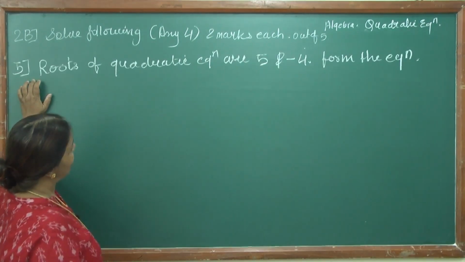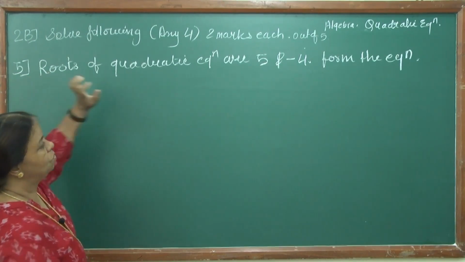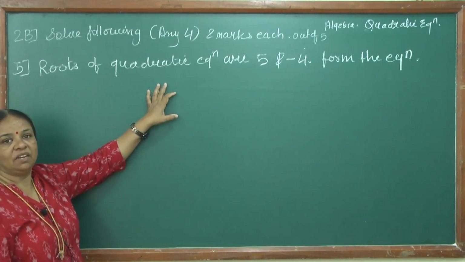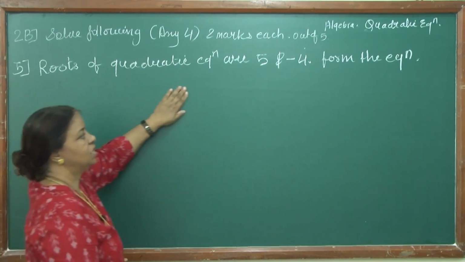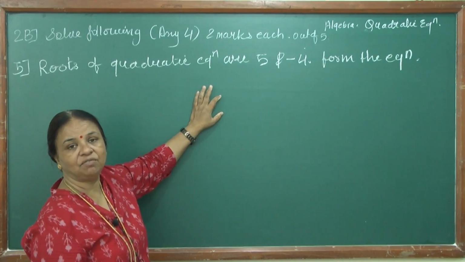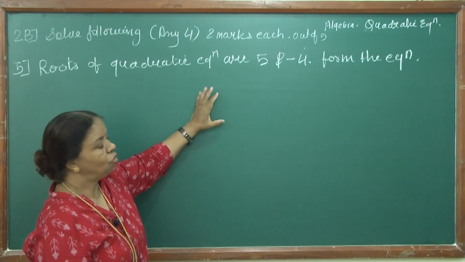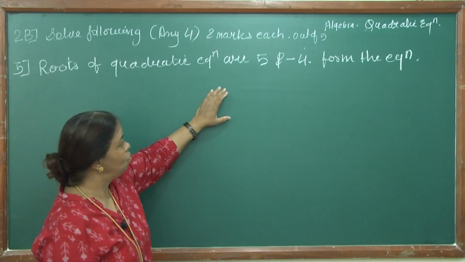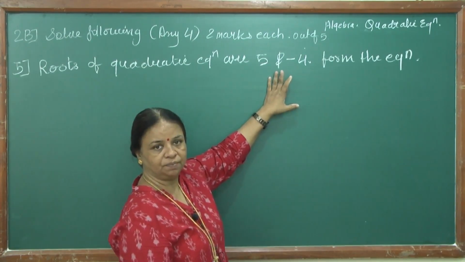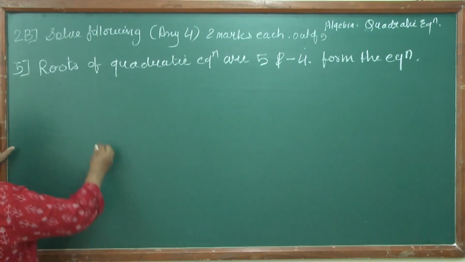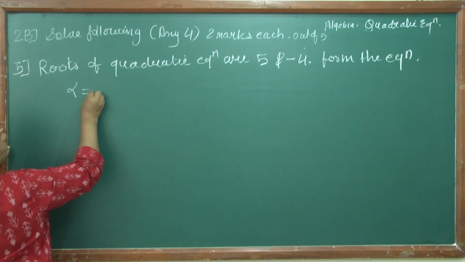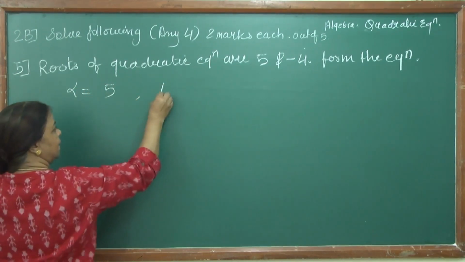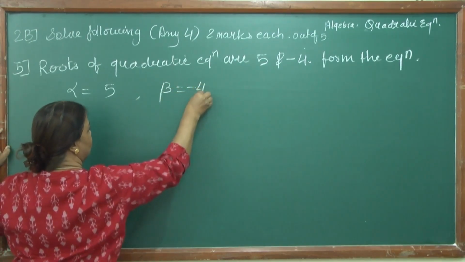Fifth question, that is the last question of 2b from quadratic equation. After this we will begin with arithmetic progression. The roots of the quadratic equation are 5 and minus 4 and we have to form the quadratic equation with the roots 5 and minus 4, children. So let's start with it. If roots are 5 and minus 4, that means alpha is equal to 5 and beta is equal to minus 4.